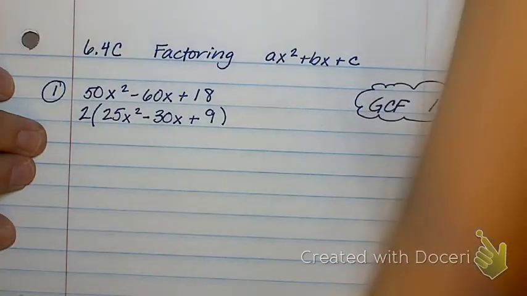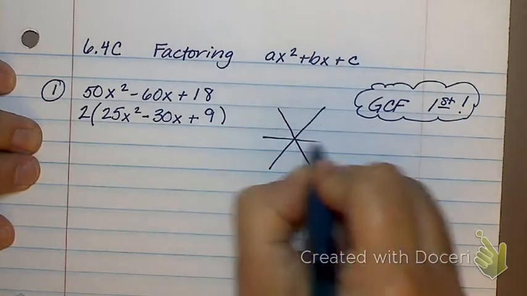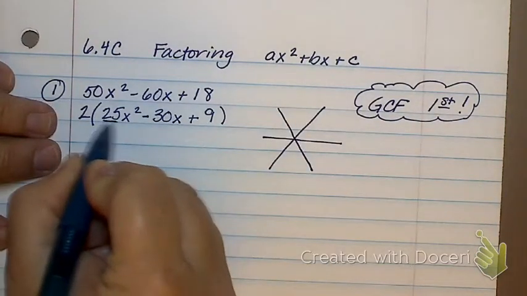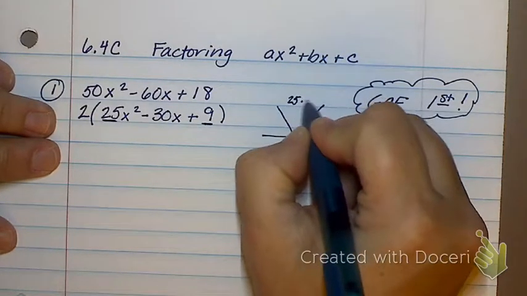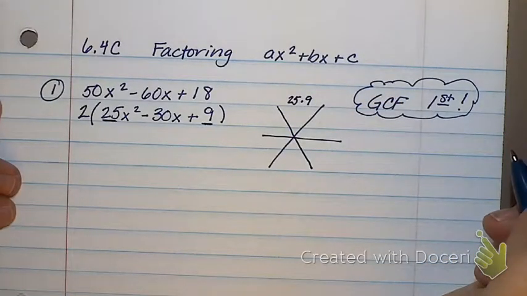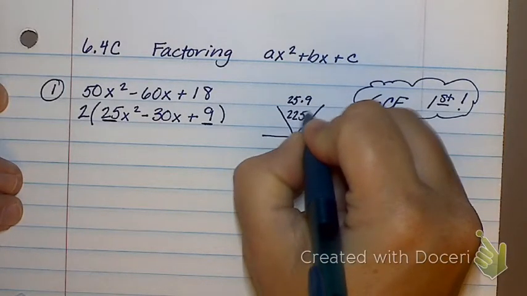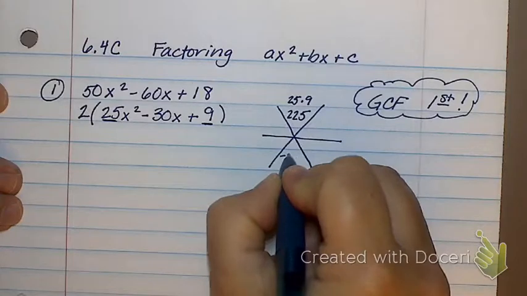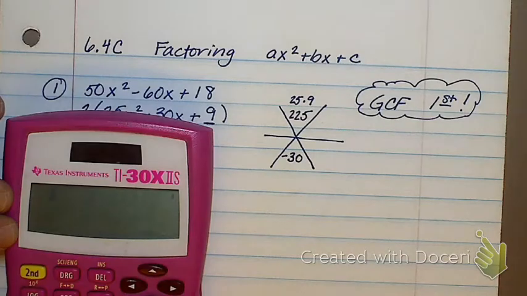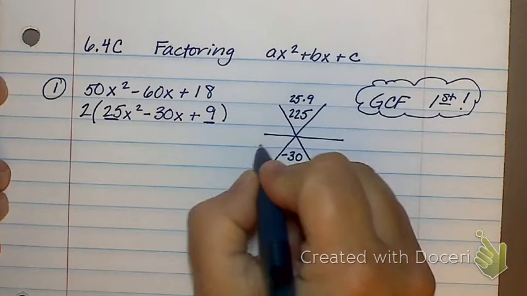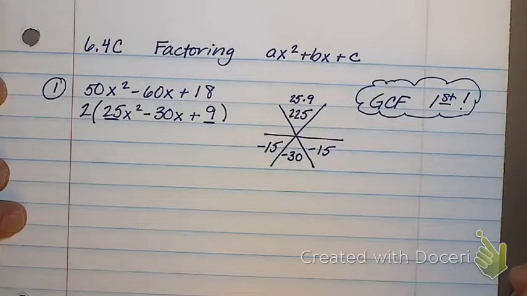So now I'm going to do my snowflake or my super x. And what's going to go on top? 25 times 9. What's 25 times 9? 225? And what's going to go on the bottom? Negative 30. 2 numbers that multiply to get 225 and add to get negative 30. Negative 15 and negative 15. What goes on the top here?